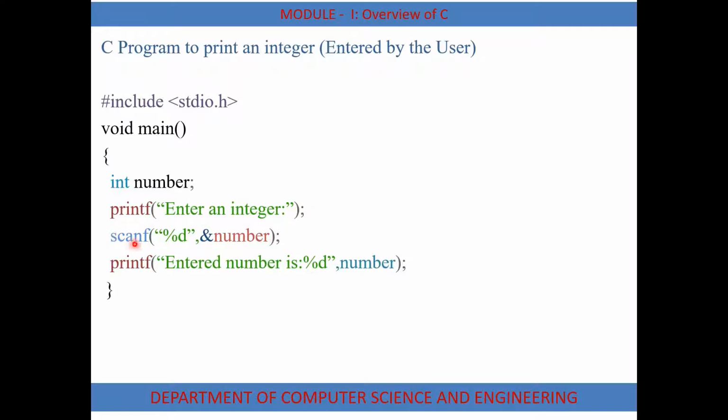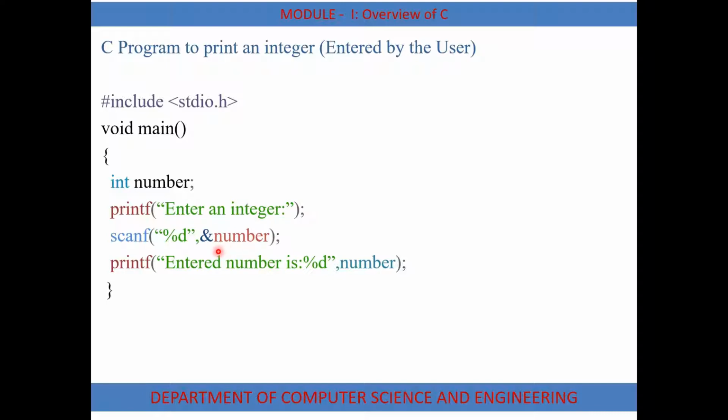Next, scanf with %d and &number. Scanf allows you to accept the input from the keyboard. This will read an integer value that the user enters on the keyboard. %d is for integer, because we are using a variable of type int. So its format specifier is %d. And the & places the value into this variable number. The & in front of the variable is used in the scanf function.